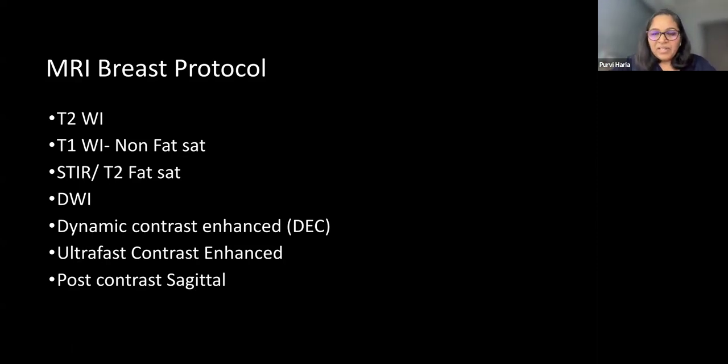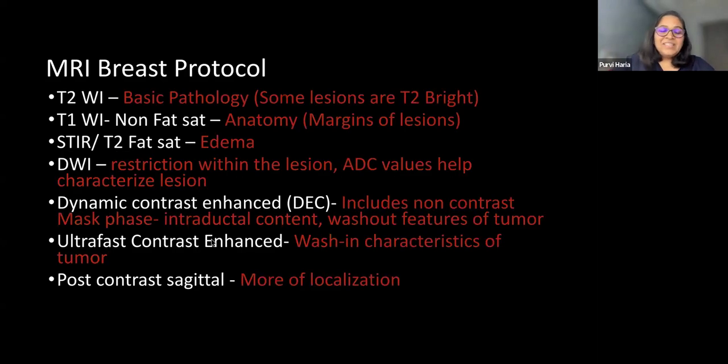So this is basic, and I'll talk about each sequence and what to see in each sequence as we go on. This is the protocol. It takes around 30 to 35 minutes to scan. Each sequence takes around 3 to 4 minutes to scan the breast, and the entire scan is around 30 to 35 minutes, depending on which kind of machine they are scanning on. With all these many sequences, what we see on each sequence is important. Why do we need so many sequences?